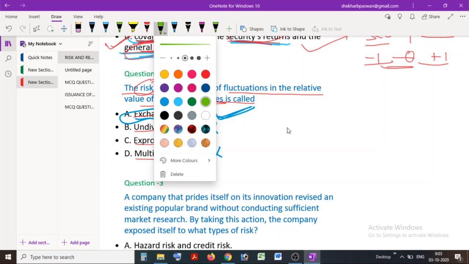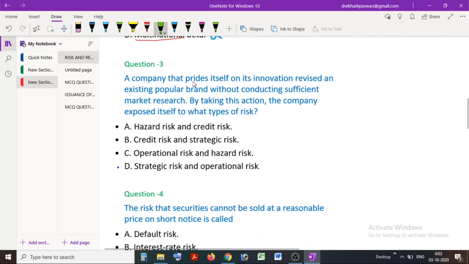The next question is: a company that prides itself on its innovation, meaning it believes so much in its brand, revised an existing popular brand without conducting sufficient market research. By taking this action, the company exposed itself to what type of risk? The company has revised its brand without a sufficient market survey, and what type of risk is it involved in?